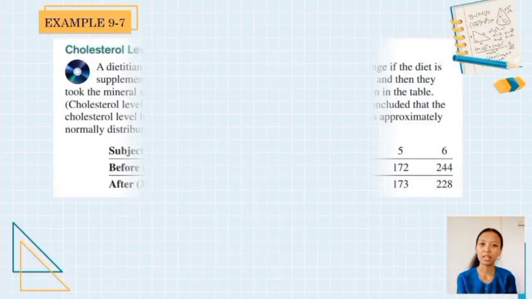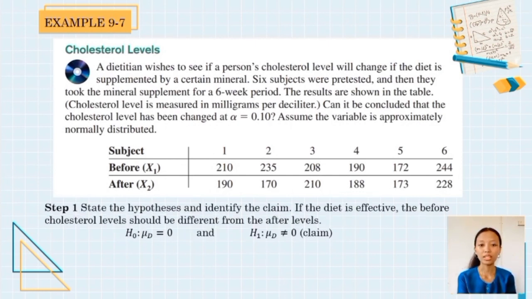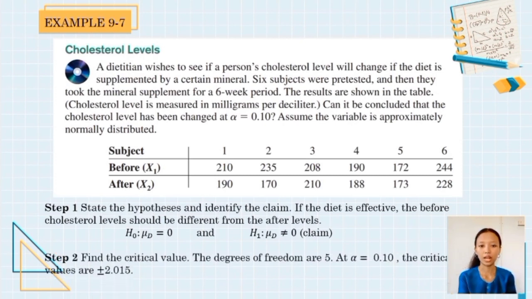Let's have another example. Just like what we did in the previous example, step 1 is we're going to state the hypothesis and identify the claim. If the diet is effective, the before cholesterol levels should be different from the after levels. Hence, our hypothesis is mu sub D equals 0 and mu sub D not equal to 0, and that is the claim.